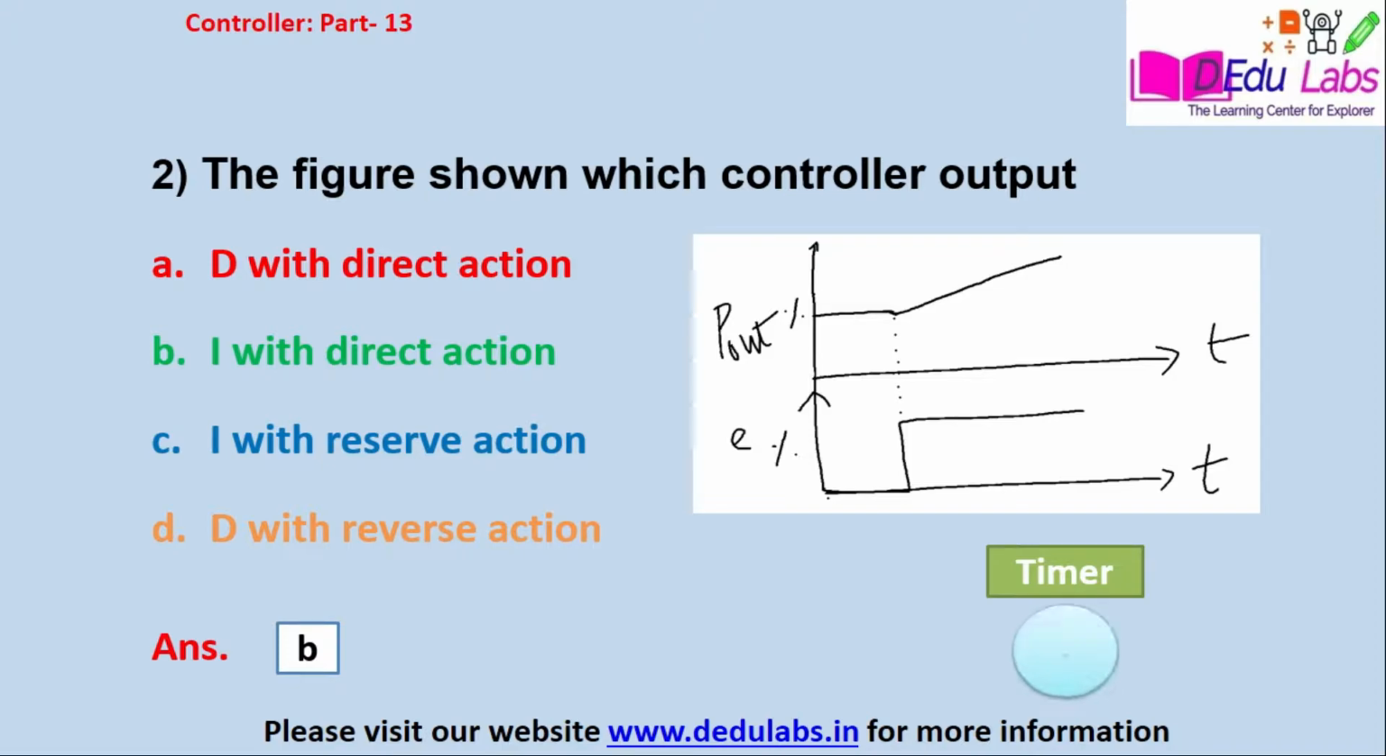At that time, the controller output shifts like a ramp signal, and it continuously increases with respect to time. So it looks like a positive ramp. We know that the integration of 1 is t. So in this case, the waveform represents the output of the integral controller with direct action.